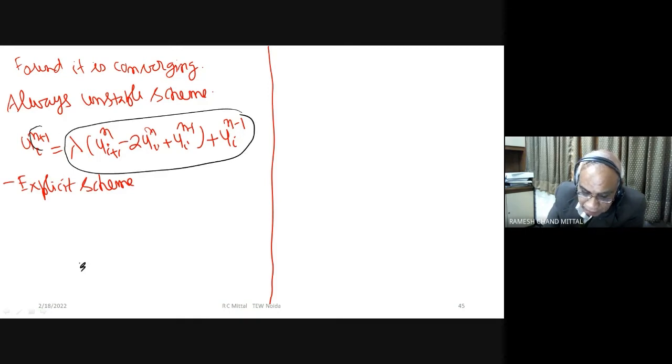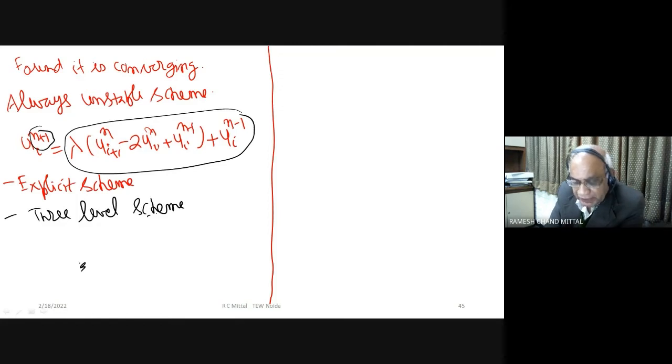Yeah, so this is an explicit scheme because the solution at the advanced level, n plus 1, can be found directly from the right-hand side, which is at known levels, n and n minus 1. So this is an explicit scheme. At the same time, it is a three-level scheme. What I mean to say is that there are three time levels involved: n plus 1, n, and n minus 1. So an explicit scheme is something like y equal to f(x). I give the value of x, and then I can find what the value of my y is.